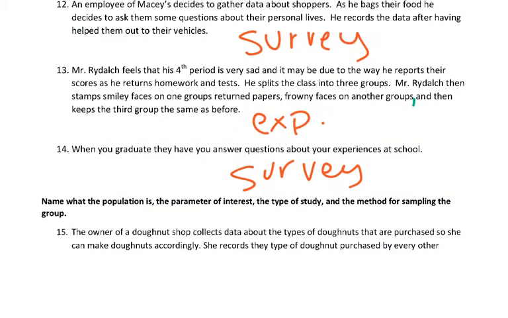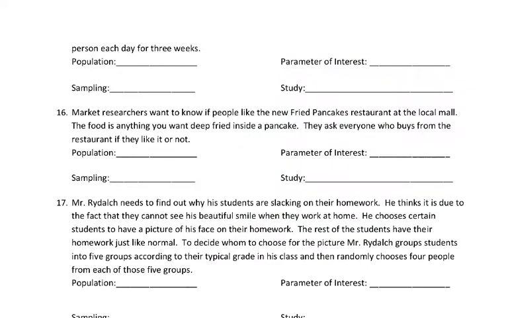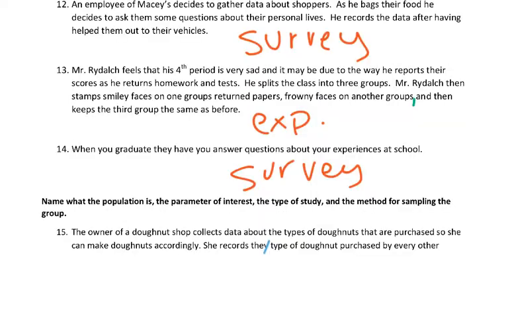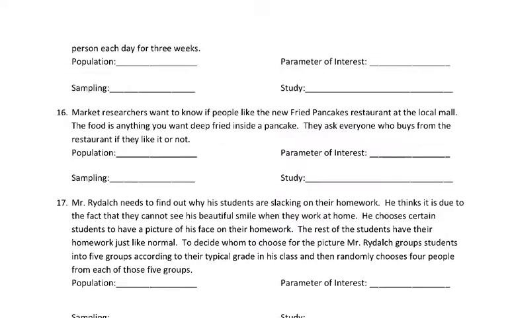So this first one, the owner of a donut shop collects data about the types of donuts that are purchased so she can make donuts accordingly. She records the type of donut purchased by every other person each day for 3 weeks. Okay, so the population, does she care what everybody wants? No. She just cares about what her customers want to eat. So the population would be her customers.